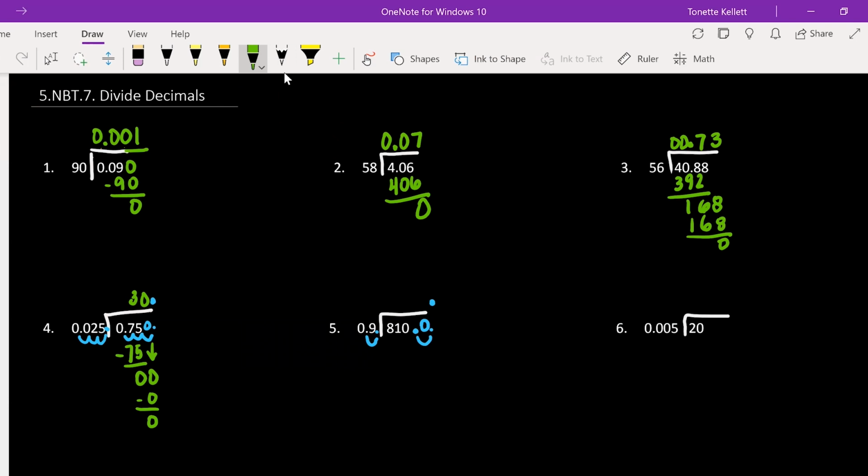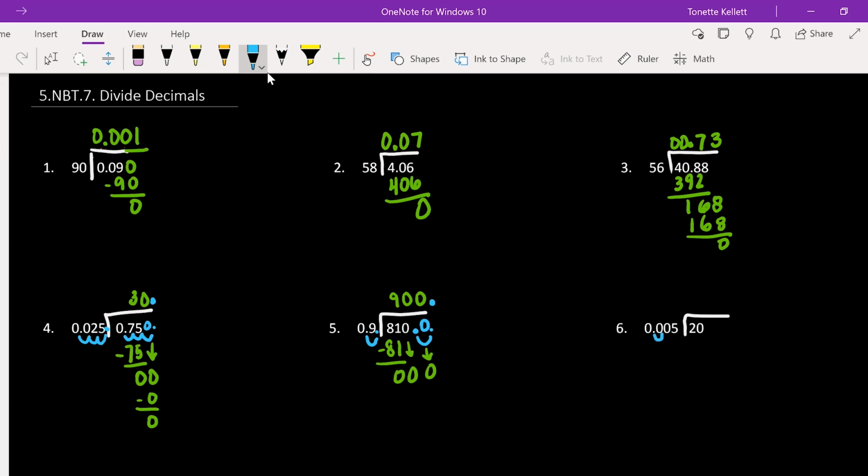9 can go into 81 9 times. That's 81. Bring down that middle 0. And you have 900. One more to work out.